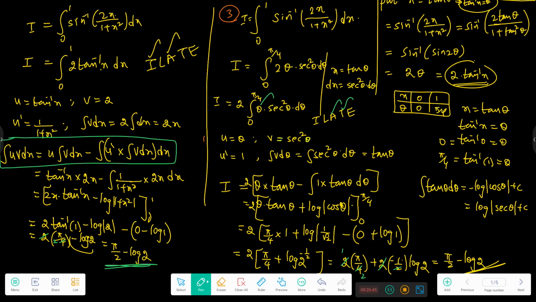Okay, either you do it by this tan inverse method, or if you convert into theta, you can go that way also, not an issue. You will be getting the same answer. Any one method where you feel very strong, better you go there.